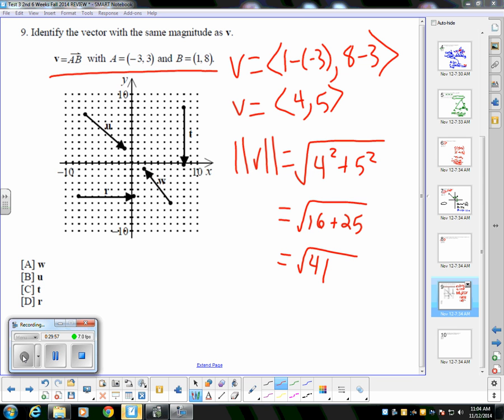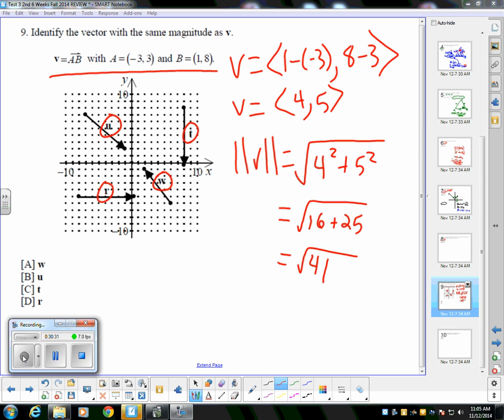Now I can turn that into a decimal and all that stuff, but I'm not going to need to, because what I want to do is figure out whether vector W, vector U, vector T, or vector R, circle those wrong, have the same magnitude. That's all I need to do. So one way to do this is to actually find the components. Now if you look at the graph, components are not as hard as you think, as long as you have the graph. Because the components are always the horizontal and the vertical from the initial to the terminal.